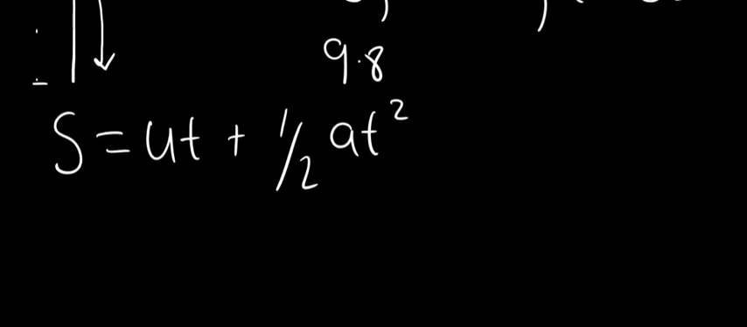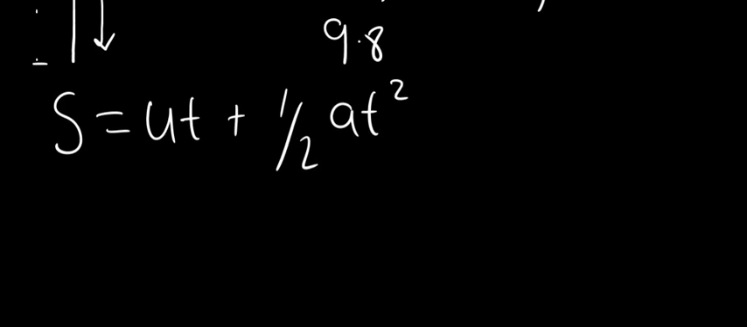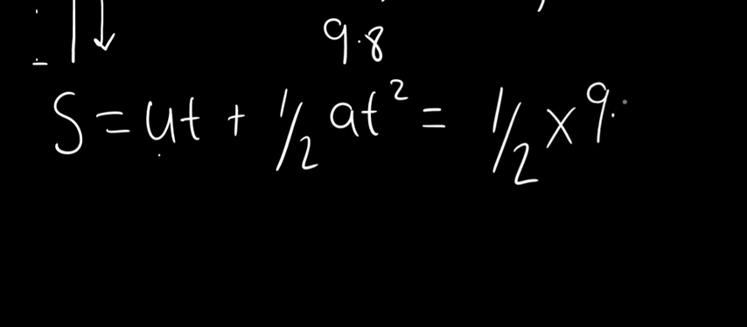Okay, so what is our S? S is what we are looking for. The distance is what we are looking for. So this equation, what is our U? Our U is 0. So if we multiply 0 with this, this one goes. So the only thing left is half times 9.8, then also multiply by t squared. T is 5. So we have 5 squared.